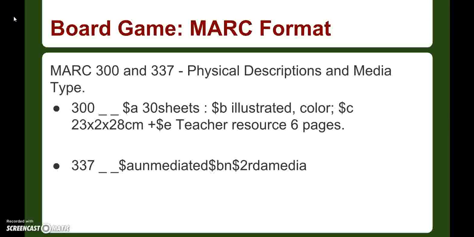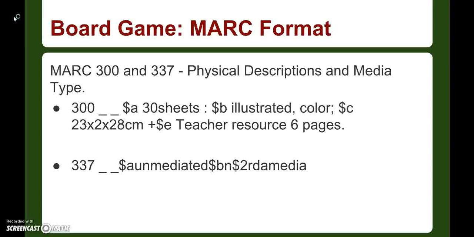The 300 and 337 fields are the physical descriptions and media type. In the 300 field, subfield A, I listed the number of pieces in the box. In subfield B, I described the items. They are illustrated and in color. Subfield C are the dimensions of the box. And subfield E shows that there are teacher resources and how many.